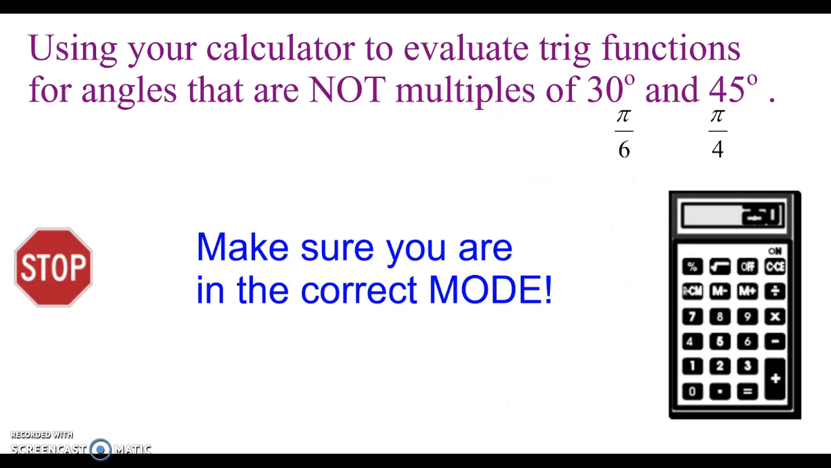Okay, so if you're asked to find a trig function of an angle measure that is not a multiple of 30 or 45 degrees, or pi/6, pi/4 radians, you want to make sure your calculator's in the correct mode. So if you were asked to find the sine of 217 degrees, 217 is not a multiple of 30 or 45 degrees. So since the angle measure is given to you in degrees, you would want to be in degree mode. And then you can just punch it into your calculator.